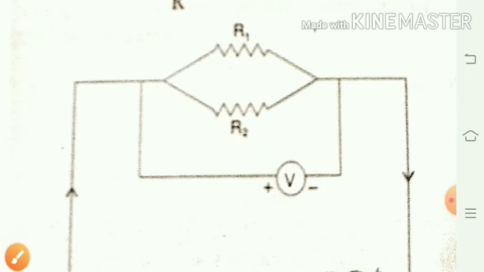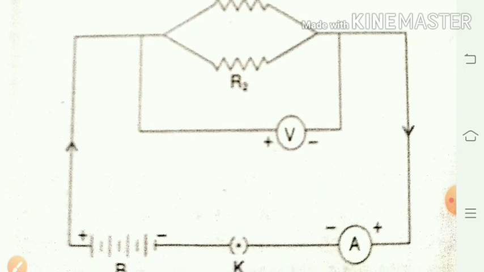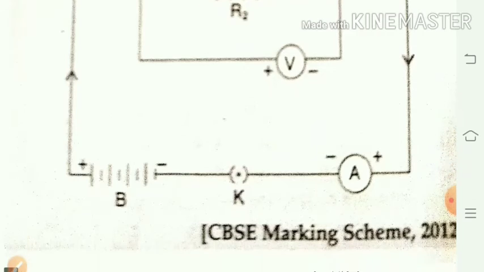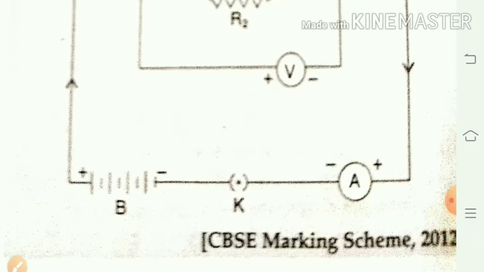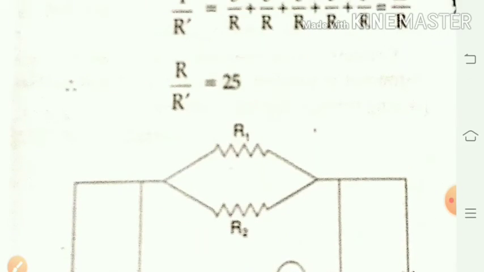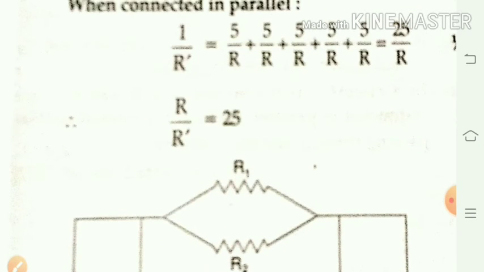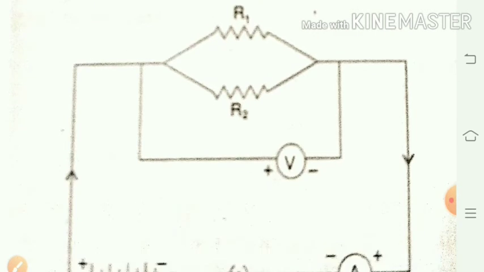See the arrangement. R1, R2 are in parallel. The voltmeter is always connected across these resistors. And here we get the answer: the value of R to R dash becomes equal to 25:1.